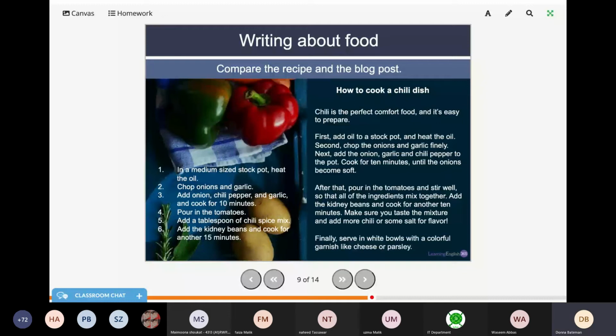Have a look at them both and see what words are used. What's the difference between these two texts?